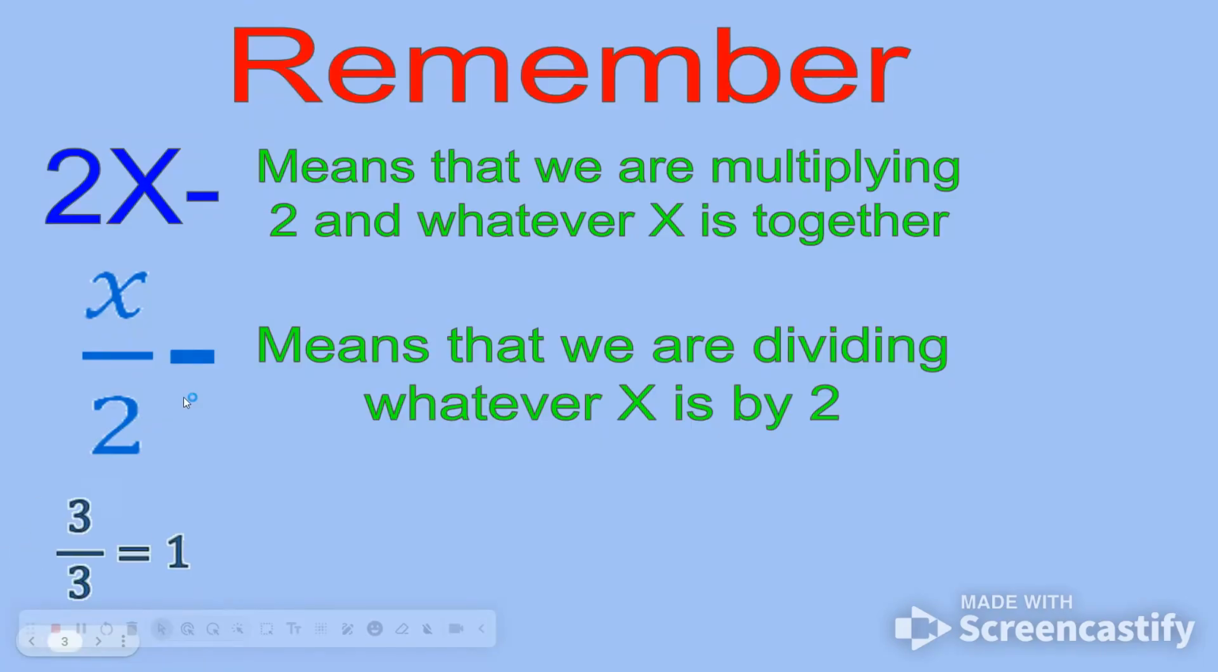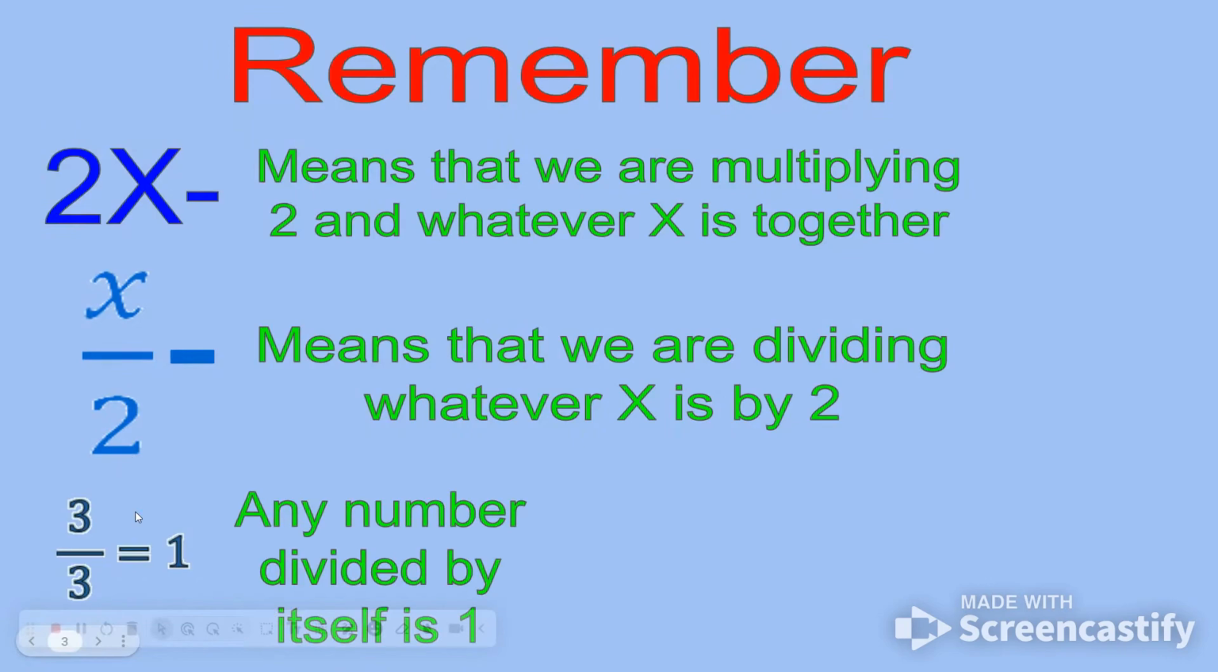We also need to know that when you divide a number by itself, for example, 3 divided by 3, it is always equal to 1. Any number divided by itself is always equal to 1.